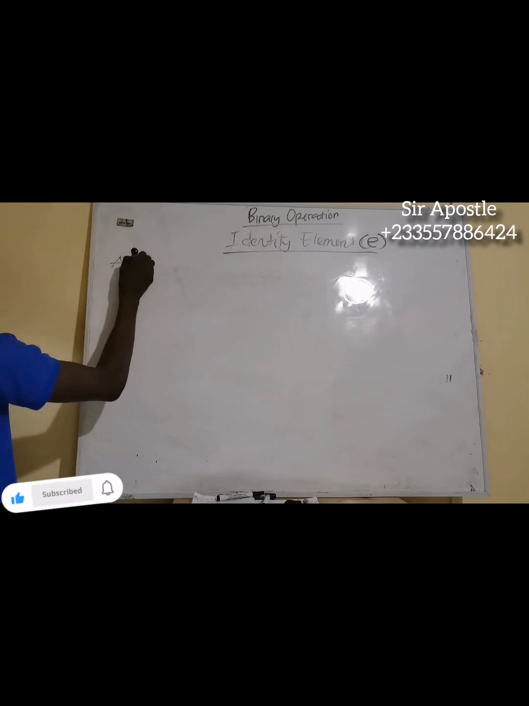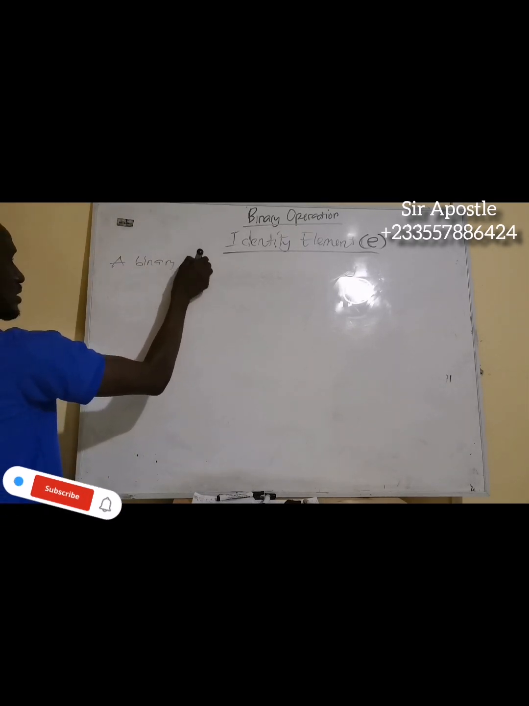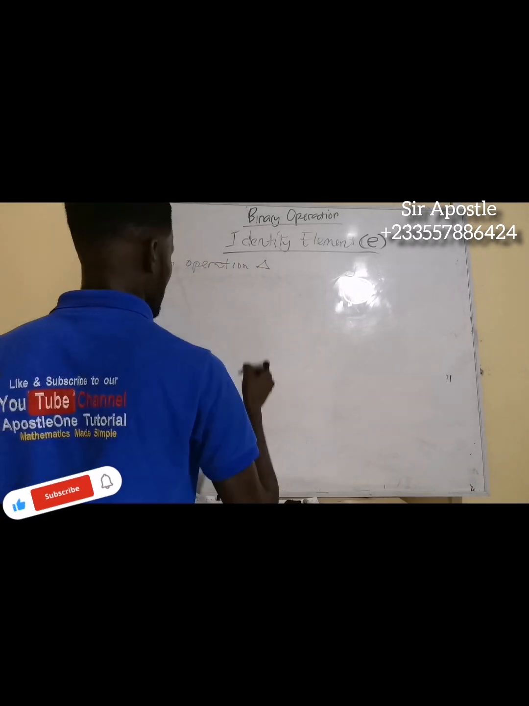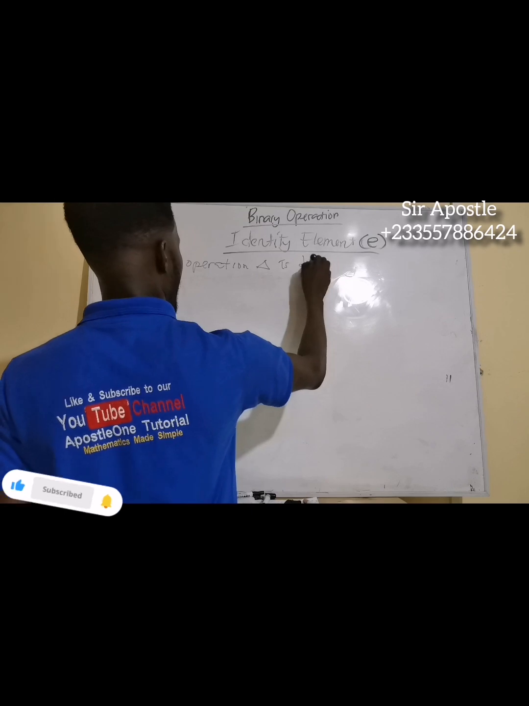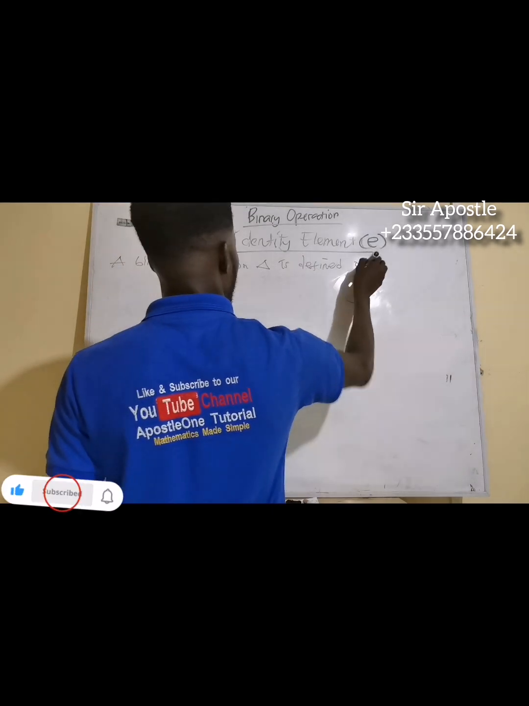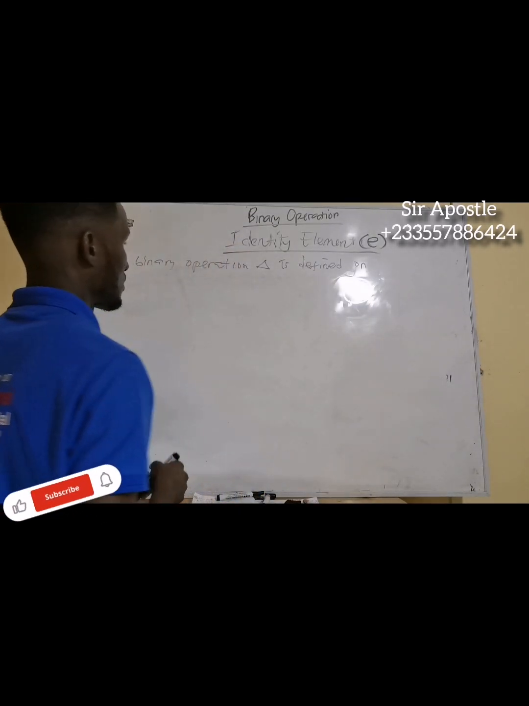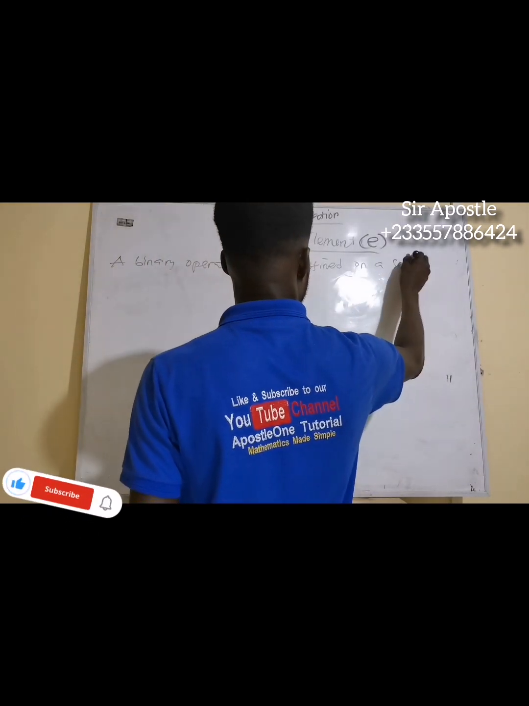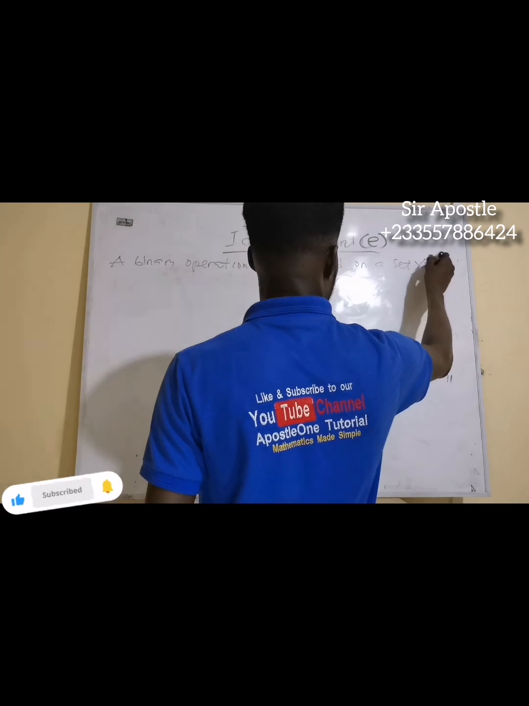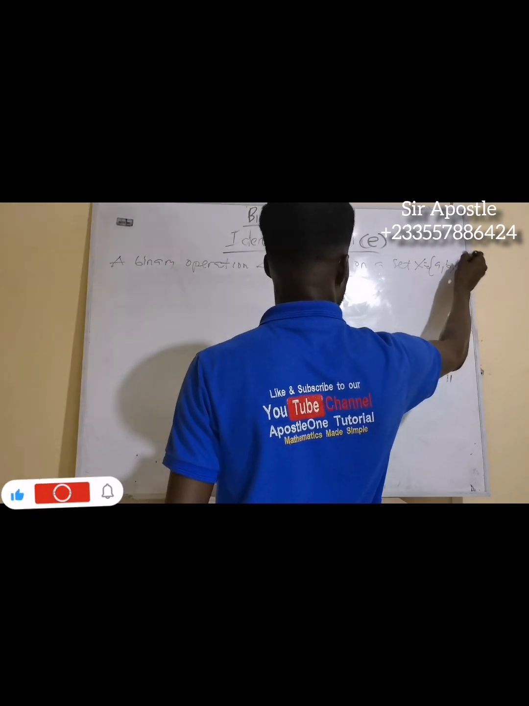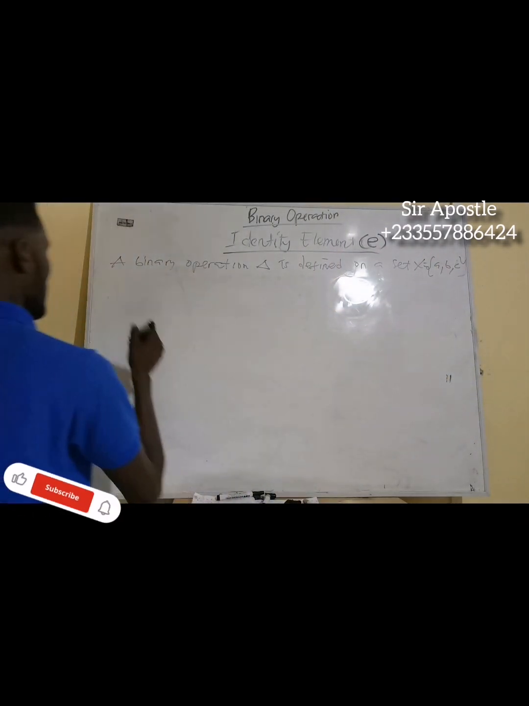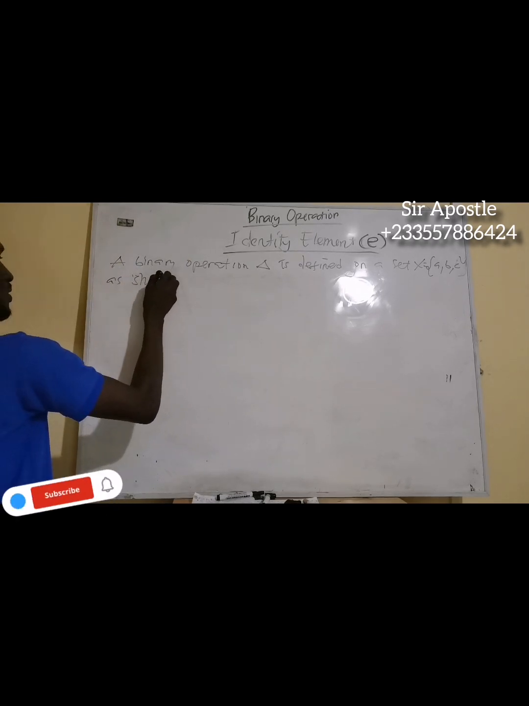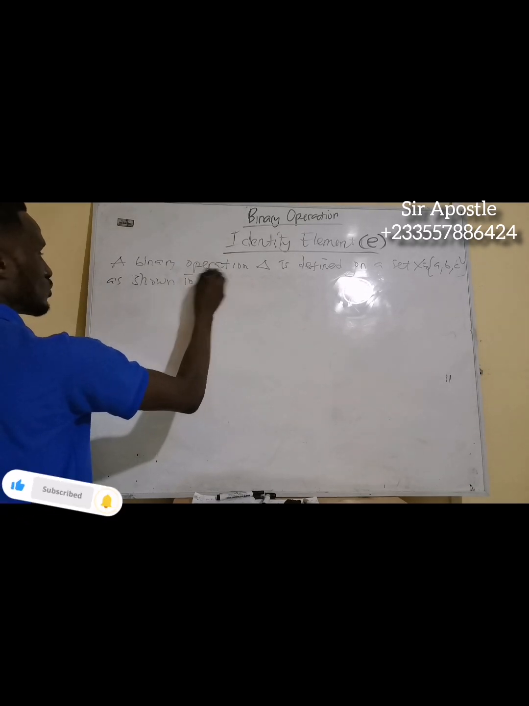Now, a binary operation. I want to use this operation, triangle. It is defined on a set X. Now the set X is A, B, C, as shown in the table below.